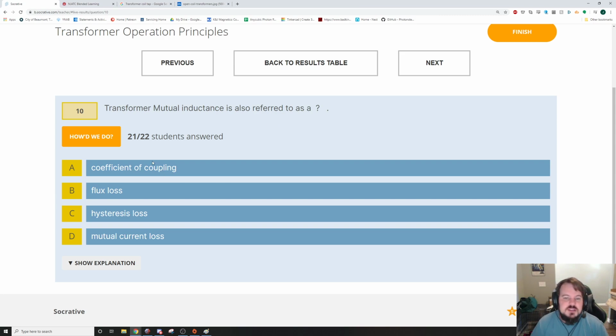Transformer mutual inductance is referred to as a coefficient of coupling. That's it. It's another word for something. There's not much more to say about that.